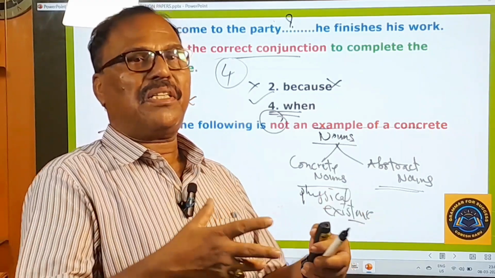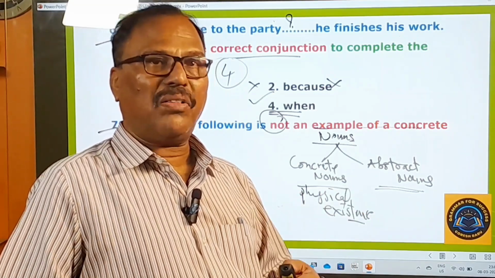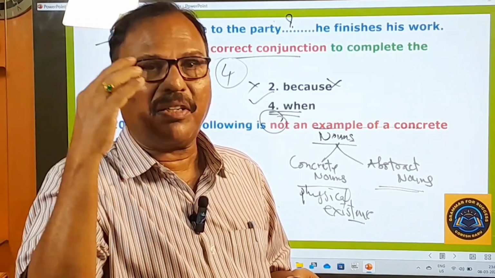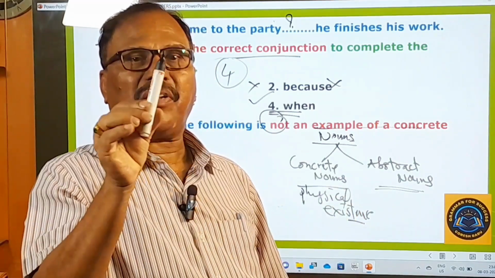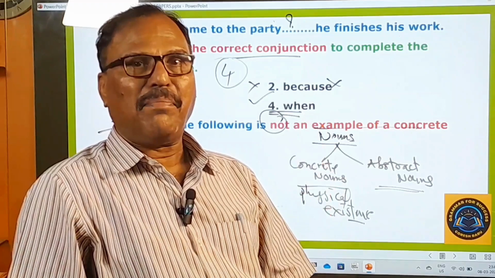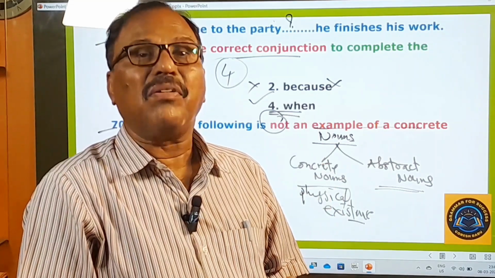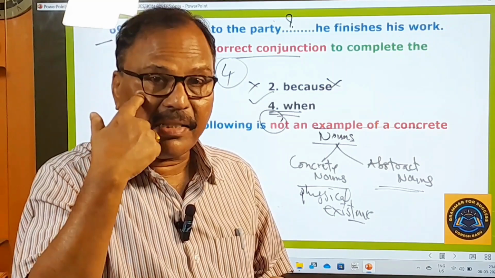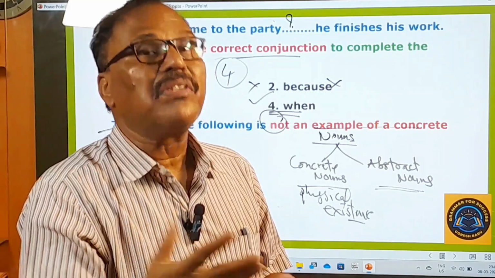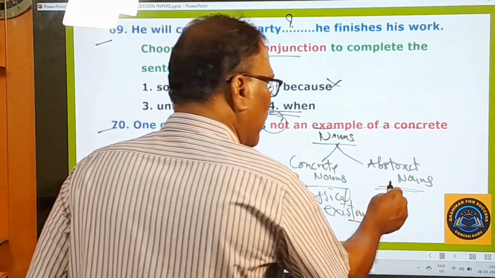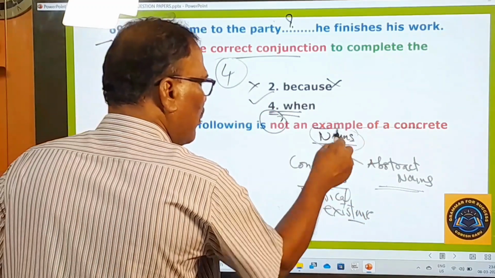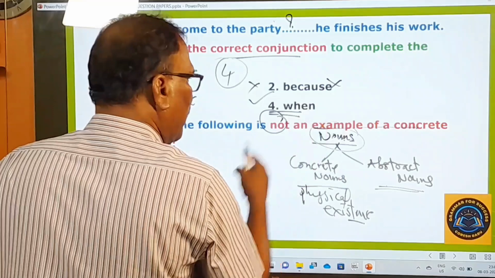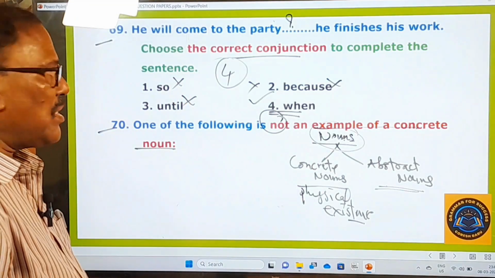Only if the person is very happy, smiling and all that, then you say, oh, he's very happy. You only understand it with your mind, you cannot see it. It's not a thing. Happiness is like this, joy is like this, poverty is like this. Those nouns cannot be seen with our naked eyes. We can only think of them. Such nouns are called abstract nouns. So this is broadly about the nouns, and here he is asking you for the one that is not an example of concrete noun.